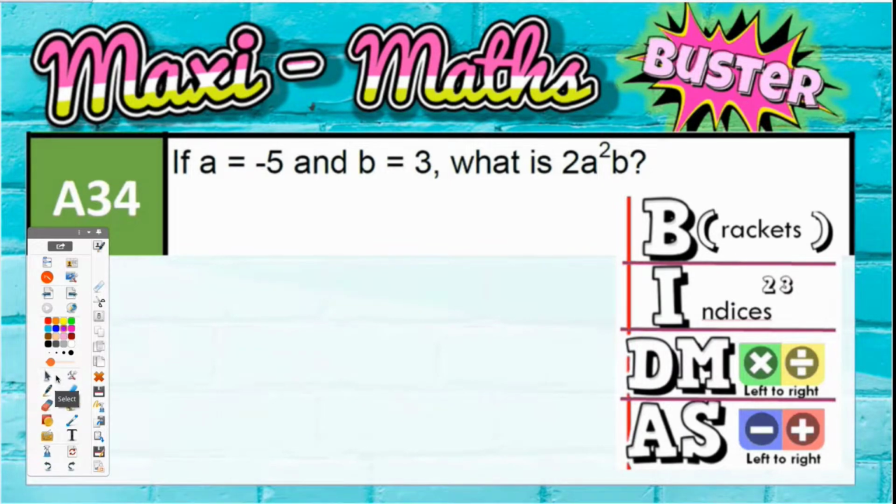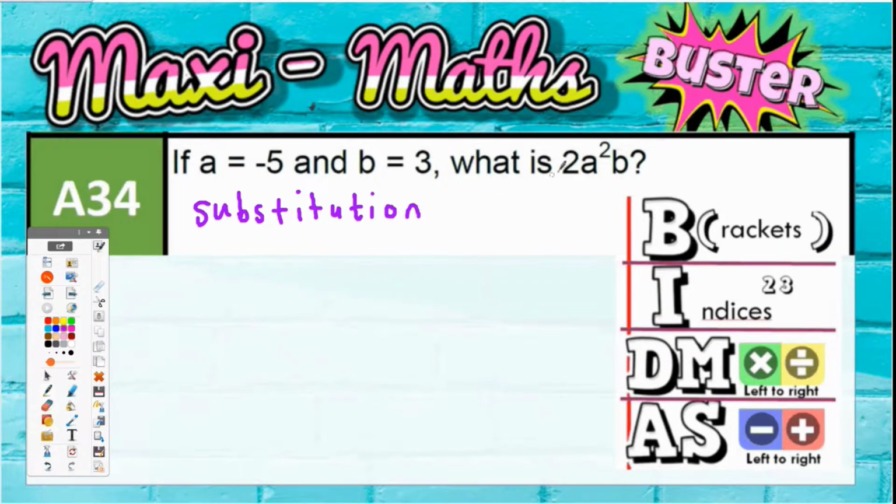Question A34. If A is -5 and B equals 3, what is 2A squared B? Now, the first thing we've got to do here is realize that we are doing some substitution. And when you are substituting numbers and replacing them where letters are, you need to follow the rules of BIDMAS.